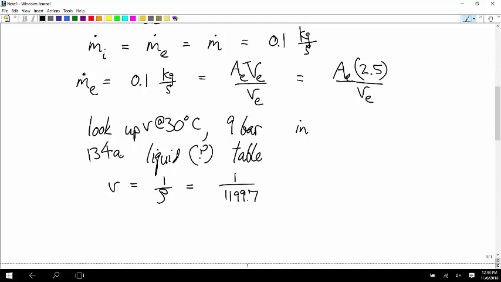Yes, you're not crazy. I'm pretty sure there's no liquid table that I gave you for that. It's easy to Google. And then once you have that, you can solve for the area. It says diameter, so that means it's round, and so you can just use the area calculation for that.